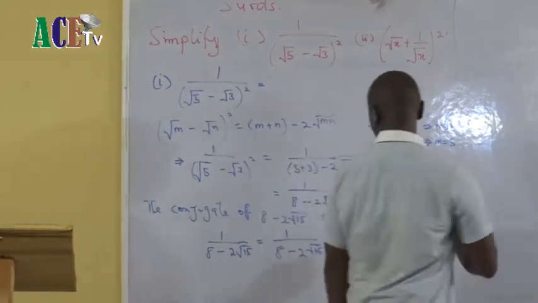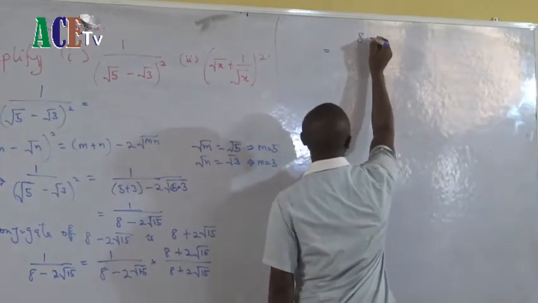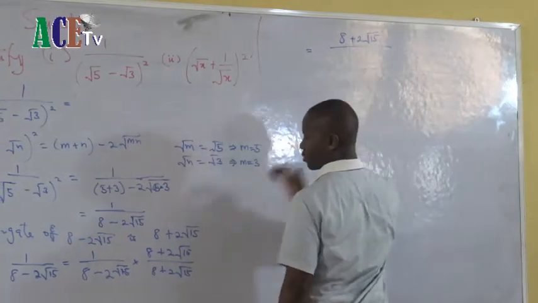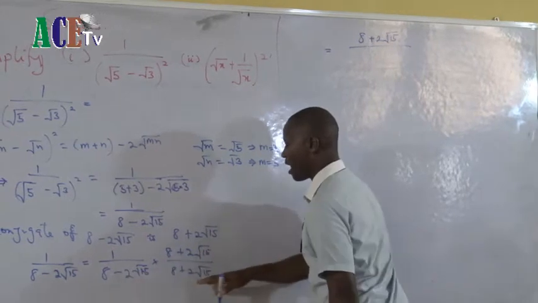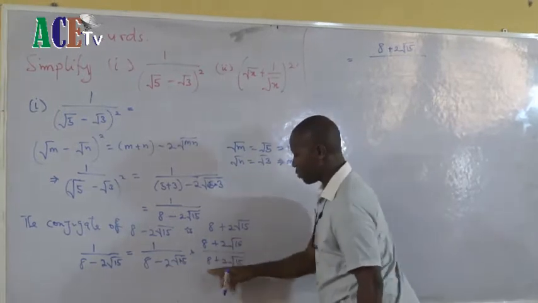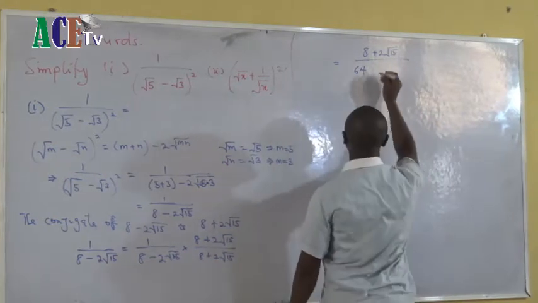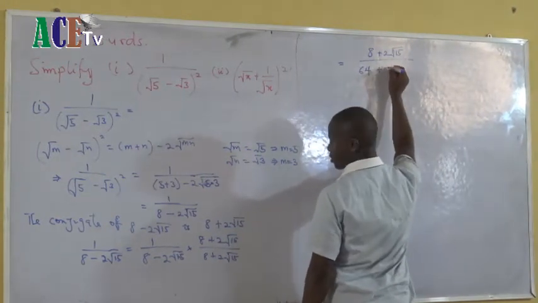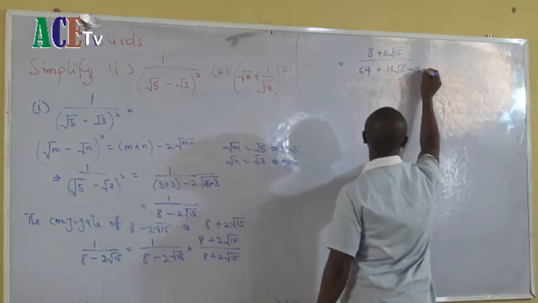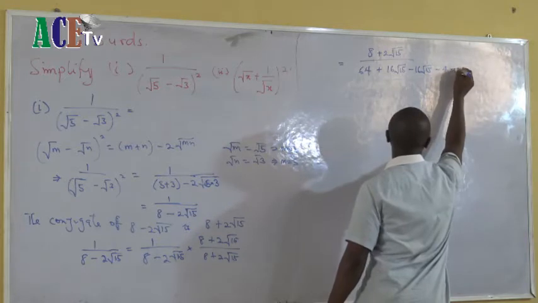So we can continue, and if we do that, this gives us 8 plus 2 root 15 over, now we use our algebra, and this will give us 8 multiplied by 8 gives 64. Then 8 multiplied by 2 root 15 gives plus 16 root 15. Then this gives us minus 16 root 15. Then we have minus 4 multiplied by 15.